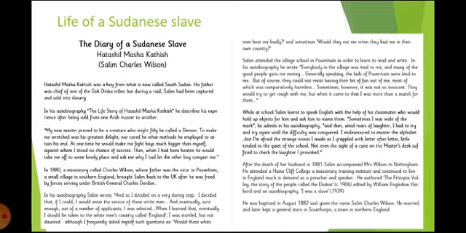In his autobiography, Salim wrote, "And so I decided on a very daring step. I decided that, if I could, I would enter the service of these white men. And eventually, sure enough, out of a number of applicants, I was selected. When I learned that, eventually I should be taken to the white men's country called England, I was startled, but not daunted. Although I frequently asked myself questions as, would these white men treat me badly, and sometimes, would they eat me when they had me in their own country?"